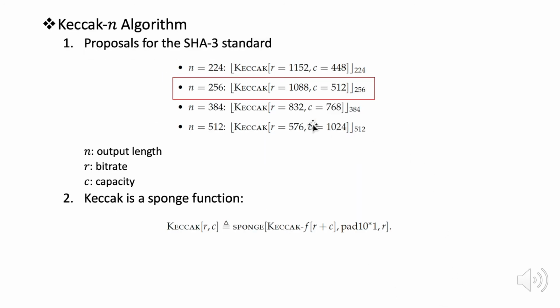Like in the Keccak-256 algorithm, R here is 1088.